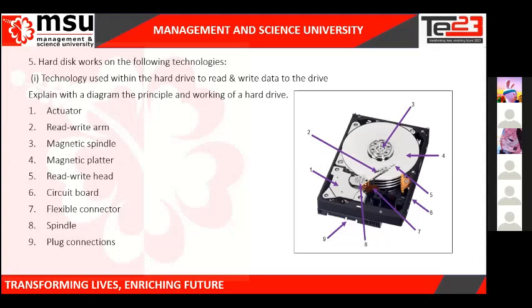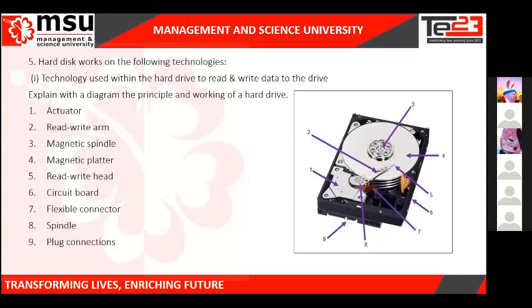Number 2 is the read-write arm. It swings the read-write head back and forth across the platter. Number 3, the central spindle. It allows the platter to rotate at high speed. For number 4, the magnetic platter. It stores information in binary form. Number 5 is the read-write head. It is a tiny magnet on the end of the read-write arm.